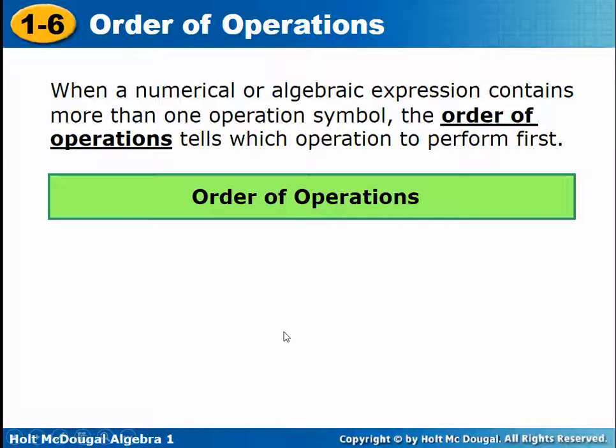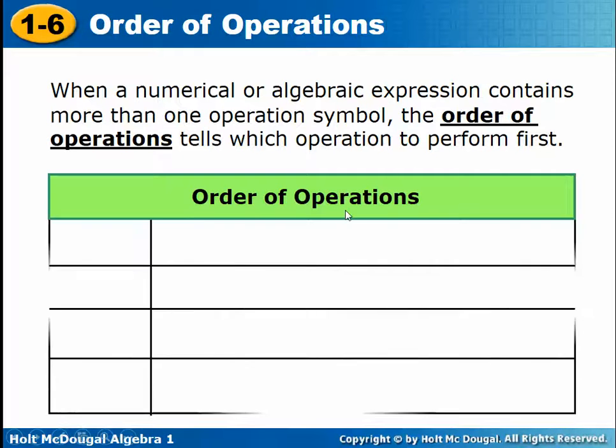When a numerical or algebraic expression contains more than one operation, like adding and subtracting, or taking the square of a number and dividing it, the order of operations tells us which operation to perform first. These are rules that tell us how to solve a problem so that we all will get the same answer.